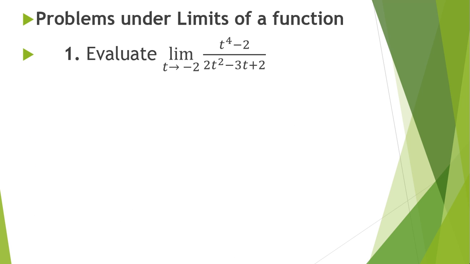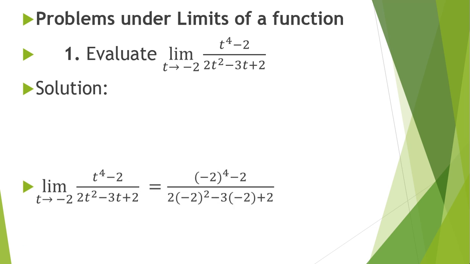Here the first problem is: evaluate limit t tends to minus 2, t power 4 minus 2 by 2t square minus 3t plus 2. Here in this problem, t is the parameter. In the definition, x tends to a, x approaches a. Here in this place, replace t by minus 2. Evaluate means first replace t by minus 2, then find out the value. We get the value, L is the limit.